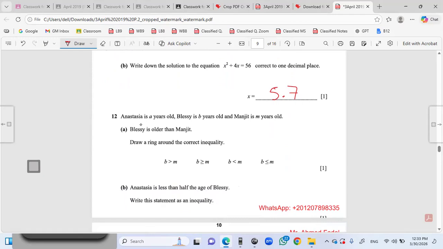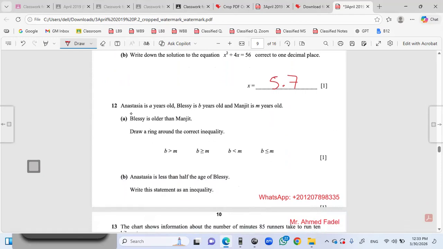Anastasia is A years old. Blessy is B years old. And Manjit is M years old. Blessy, which is B, is older than Manjit.